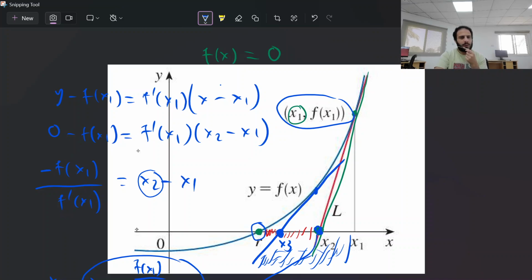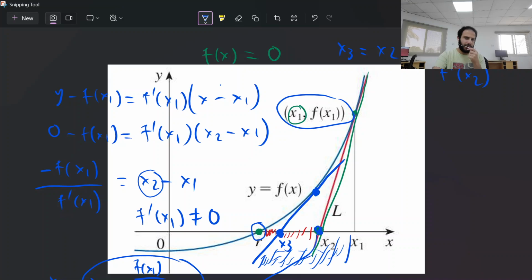That this is not 0, right? So f prime x1 is not allowed to be 0, right? Yes, it is the ordinary. Now, same steps, if you make the formula of the tangent line at x2 and you substitute x3 for 0, you will get x3 equals x2 minus f of x2 over f prime x2, right?